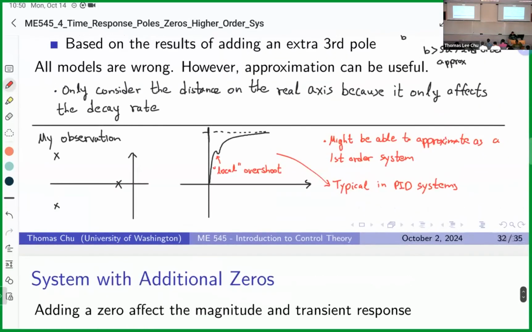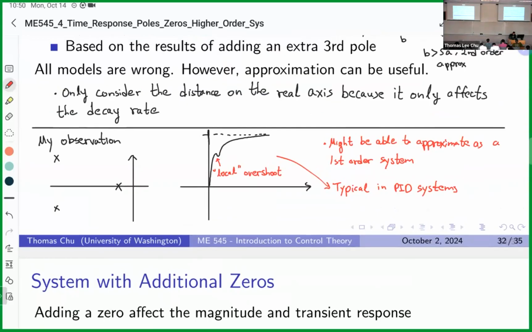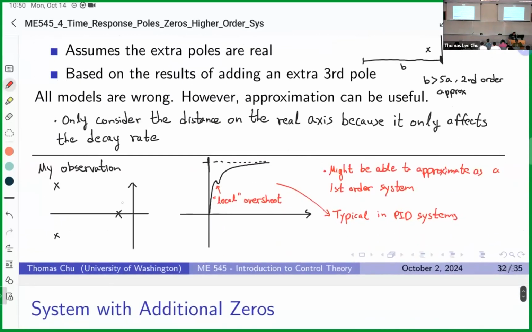Yeah, so maybe this is jumping the gun, but in PID systems, when you add a PID controller, what you're doing is adding a pole really close to the origin. So you're adding a pole basically right here. And because of that, it has a very slow decay. That's why you see that kind of response.